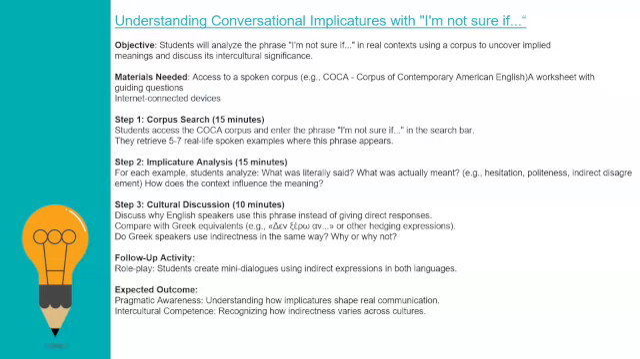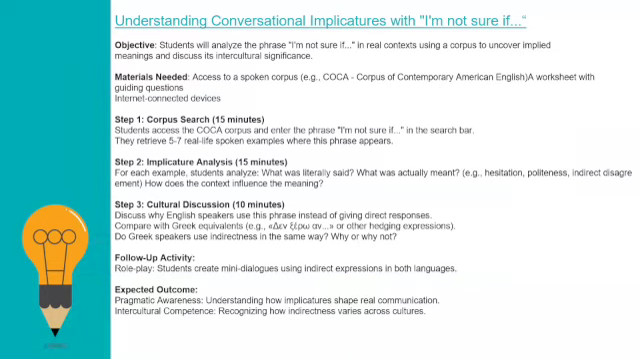For each example, students ask themselves, what was literally said? What was actually meant with that phrase? How does the context influence the meaning? This is key because, depending on the situation, "I'm not sure if" can mean much more than just uncertainty. It can be a polite way to avoid saying no directly, or a way to introduce a disagreement without sounding too harsh.